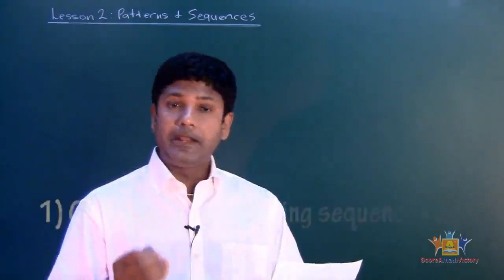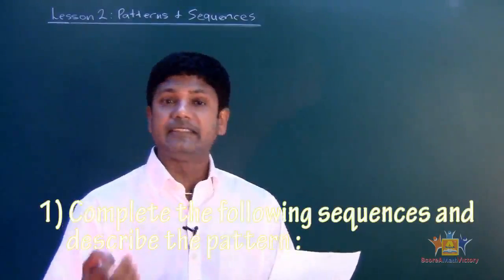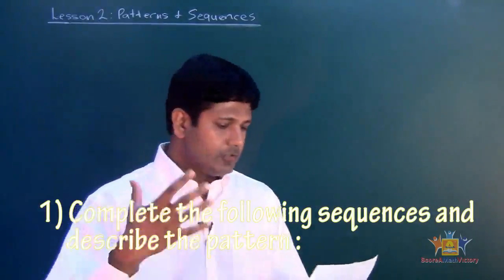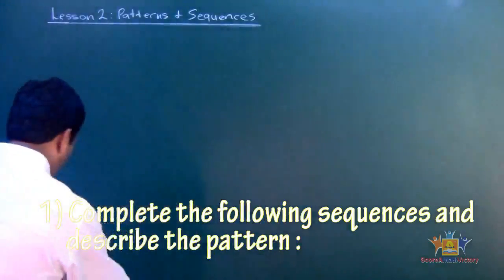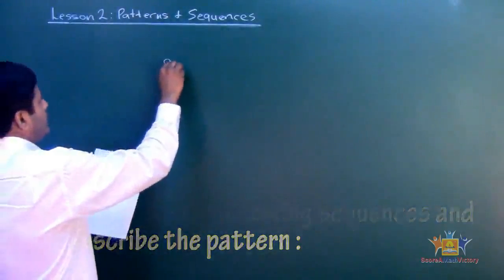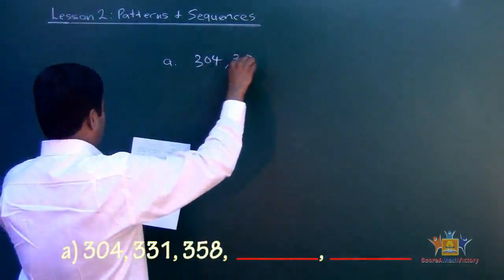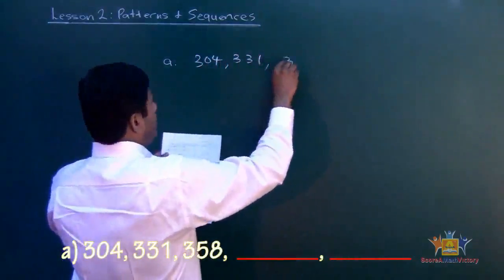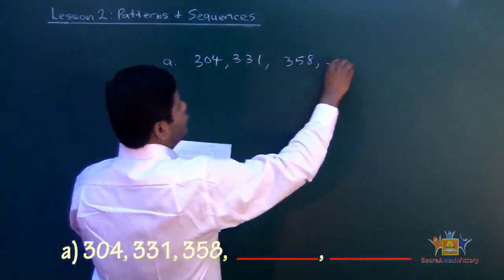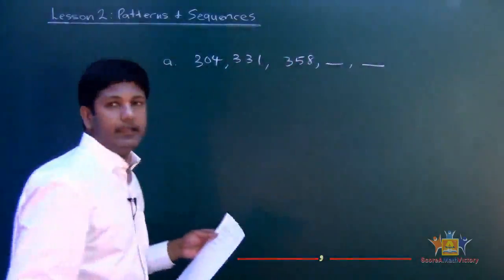It says complete the following sequence and describe the pattern. Alright, so let's do problem A. Problem A, you're given a sequence which is 304, 331, and then 358, and then 2 blanks. So we're going to complete the sequence.